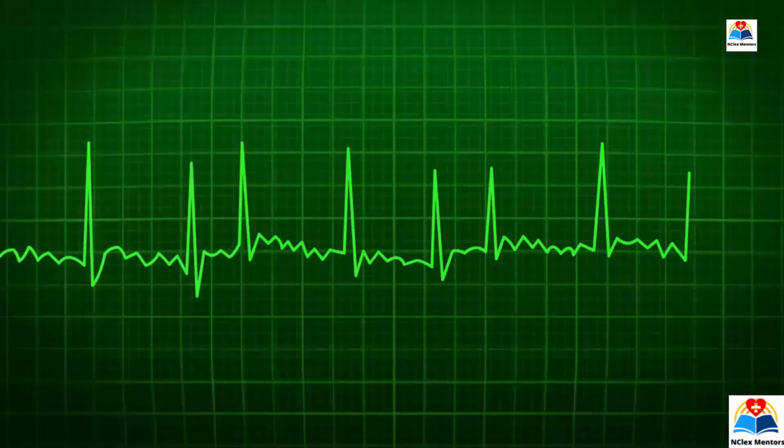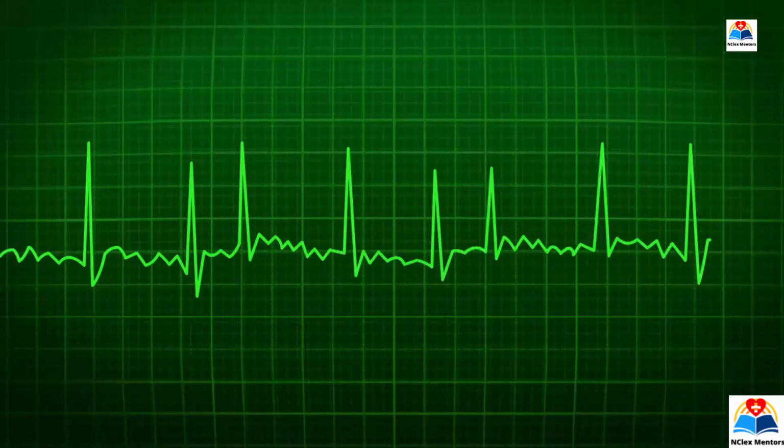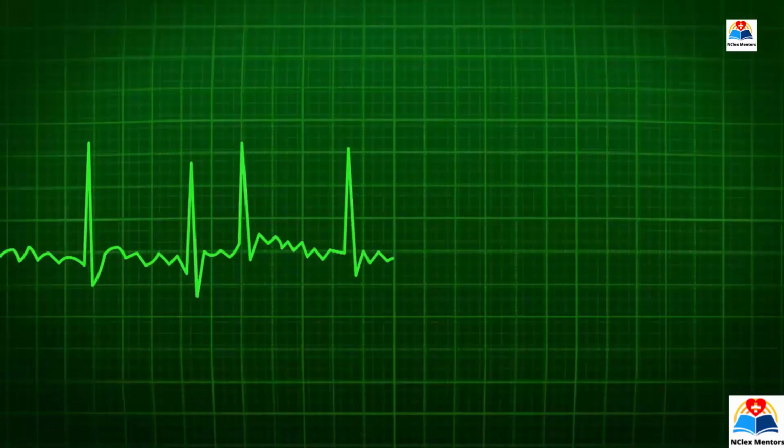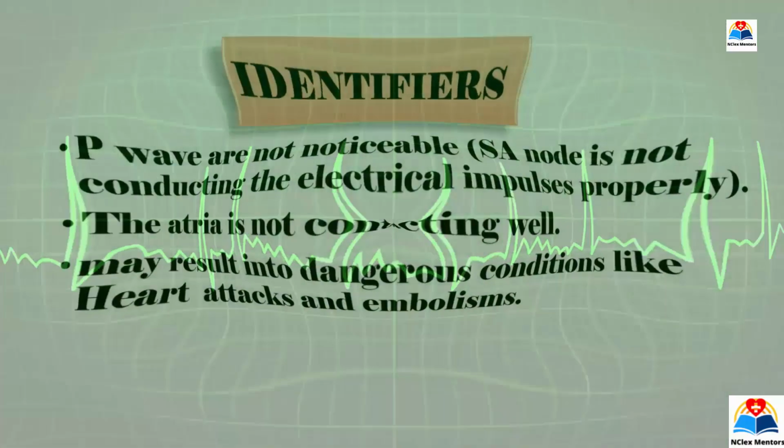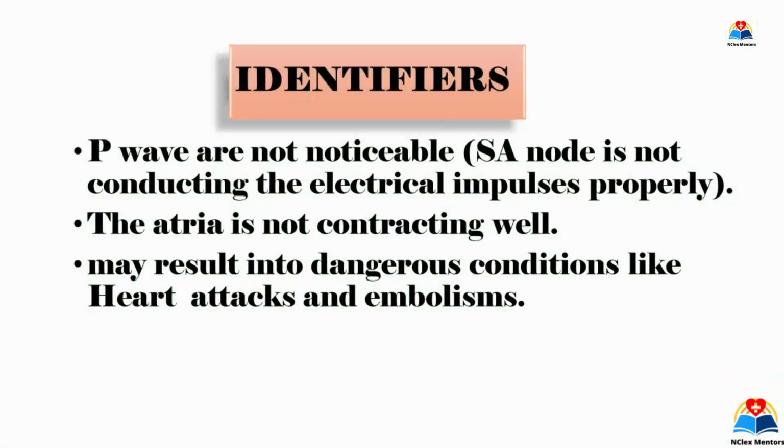The next topic is atrial fibrillation. Atrial fibrillation and flutter are topics of choice in many competitive examinations. Atrial fibrillation is a very common atrial arrhythmia. The identifiers of atrial fibrillation are: P waves are not noticeable. The P waves are not identifiable, which means the SA node is not conducting the electrical impulses properly. The atria are not contracting well.